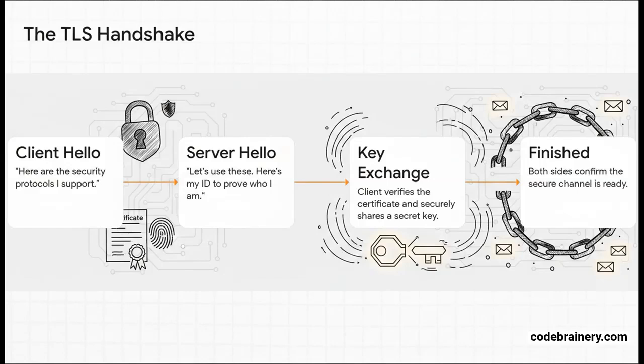But wait, we're not done yet. For a secure HTTPS connection, we need another handshake, the TLS handshake. This is where the client and server negotiate which encryption methods to use. The server presents its SSL certificate, think of it like a digital ID card, to prove it's the real deal. Once that's verified, they securely agree on a secret key to encrypt everything they're about to say to each other.